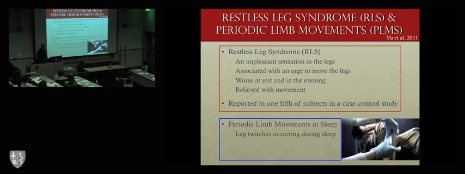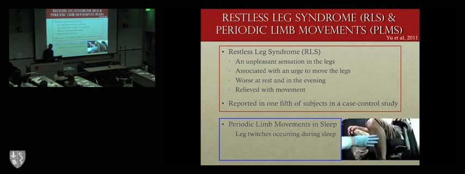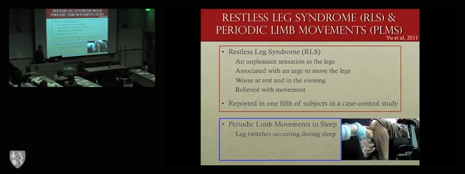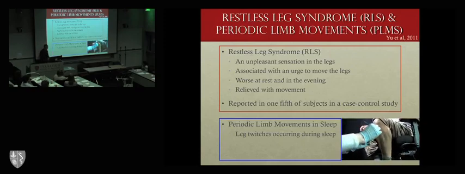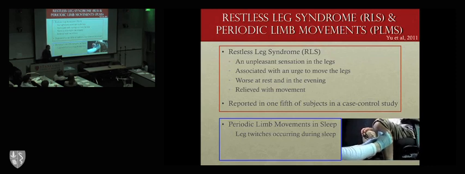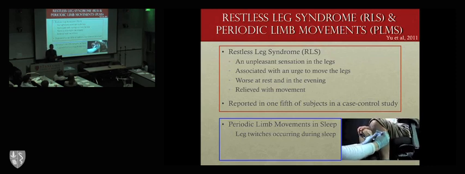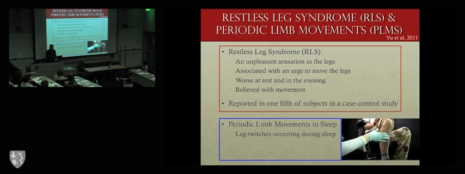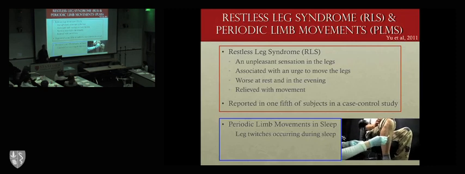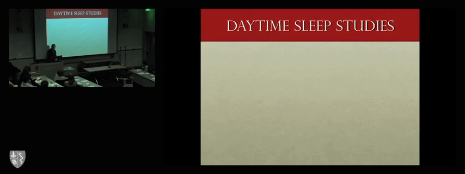So there are some good medications to treat this. Sometimes it can be associated with iron deficiency, so checking your iron levels, a ferritin level, can sometimes find the cause. Periodic limb movements in sleep, just leg kicking, is also reported to be more prevalent in myotonic dystrophy.